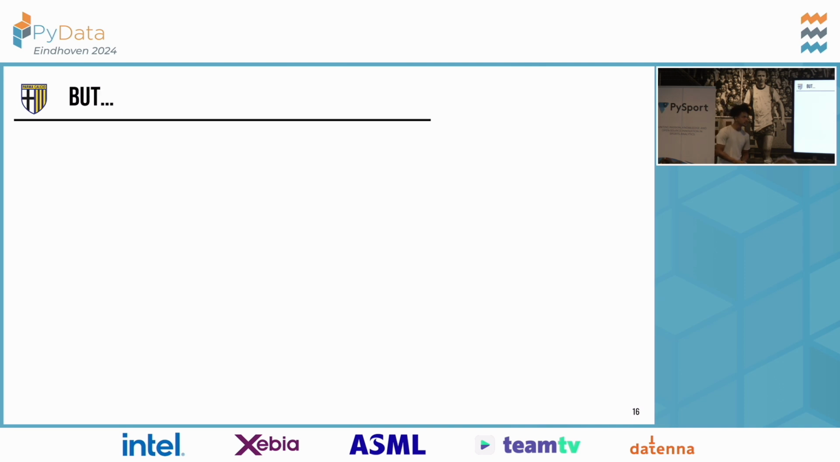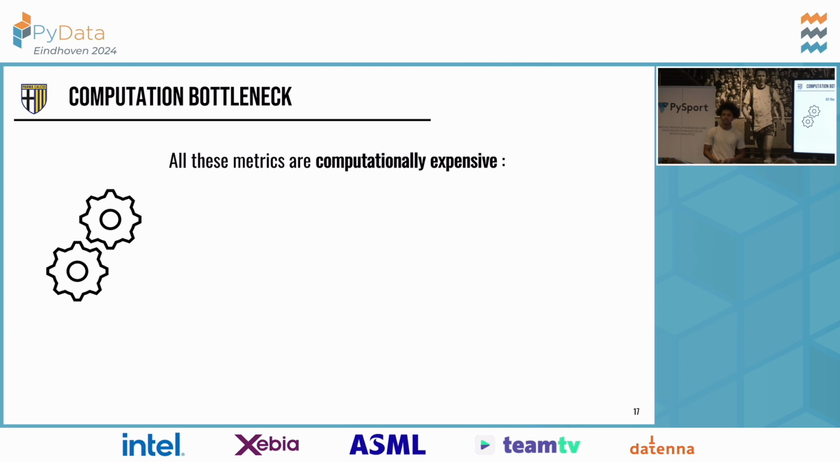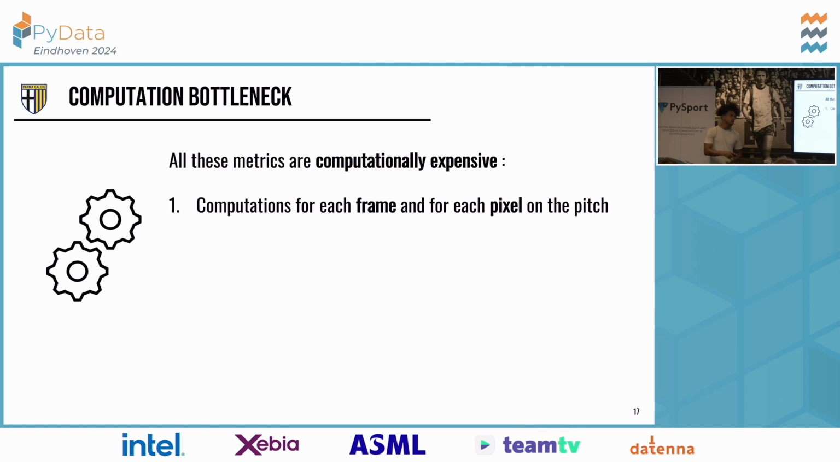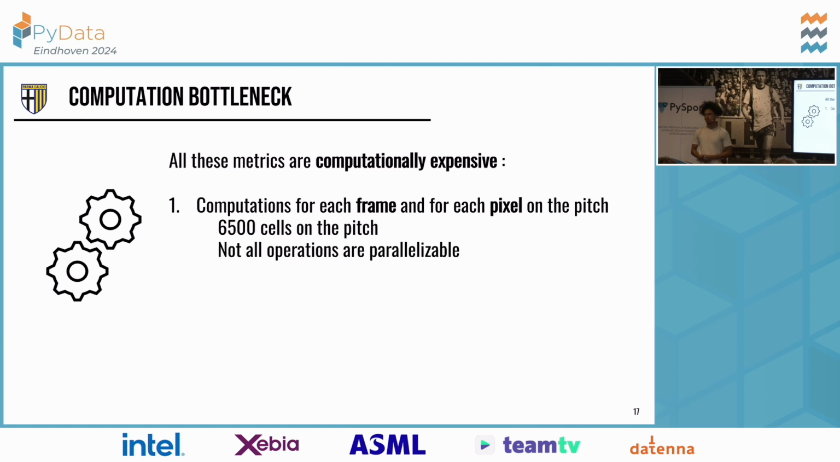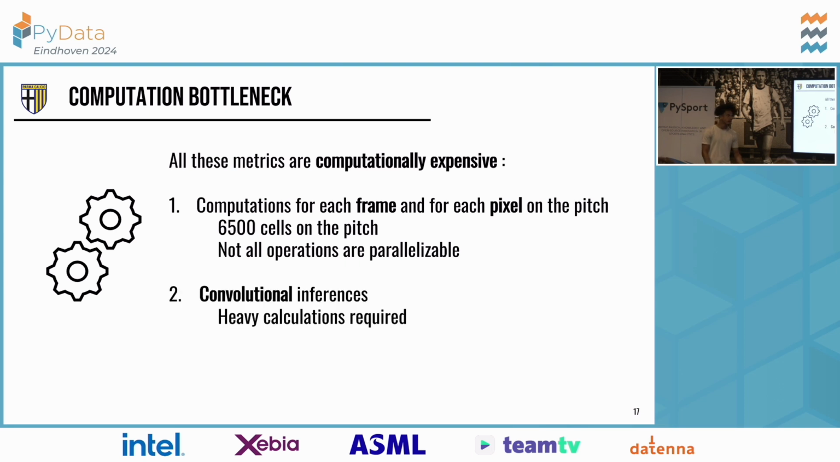And why is it not so easy to add these columns? First, because these metrics are computationally expensive. We have a lot of frames and a lot of pixels in the pitch, 6,500 cells, and not all operations are parallelizable. Moreover, we also do convolutional inferences for the pass options maps, which require very heavy calculations.